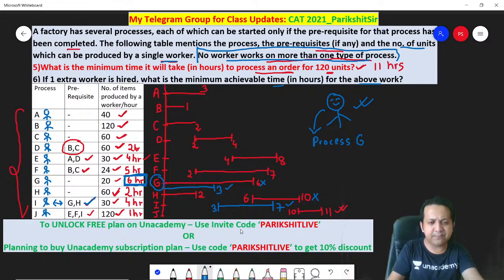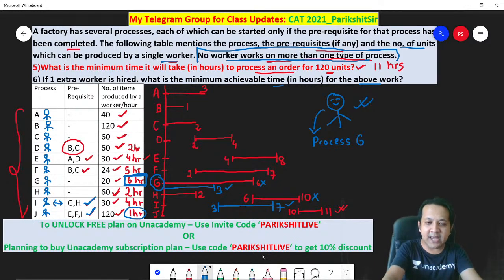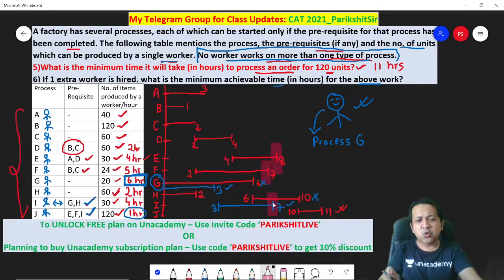It's rather 7. And the last one, J. J takes 1 hour, but it can only start once E, F and I are completed. Can we now check when E, F and I are getting completed? E is getting completed at the end of 8 hours. F is getting completed at the end of 7 hours. And I is getting completed at the end of 7 hours. So when can you start J? J can be started now at the end of 8 hours only, right?